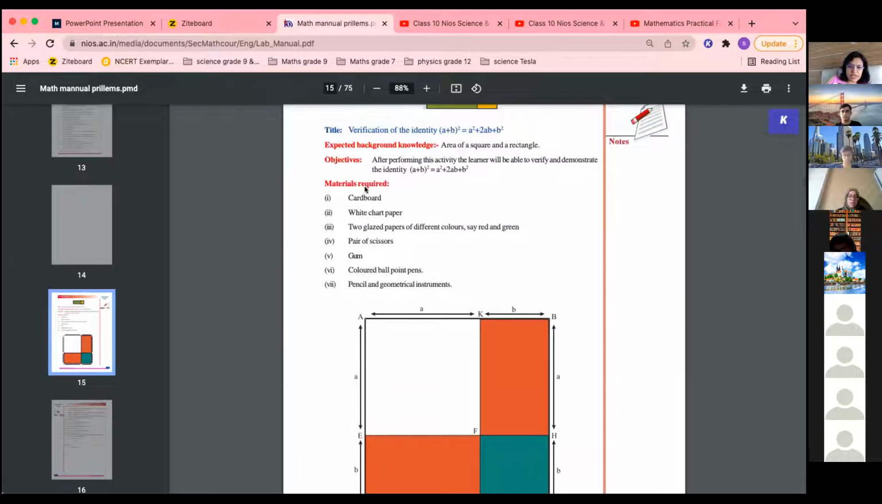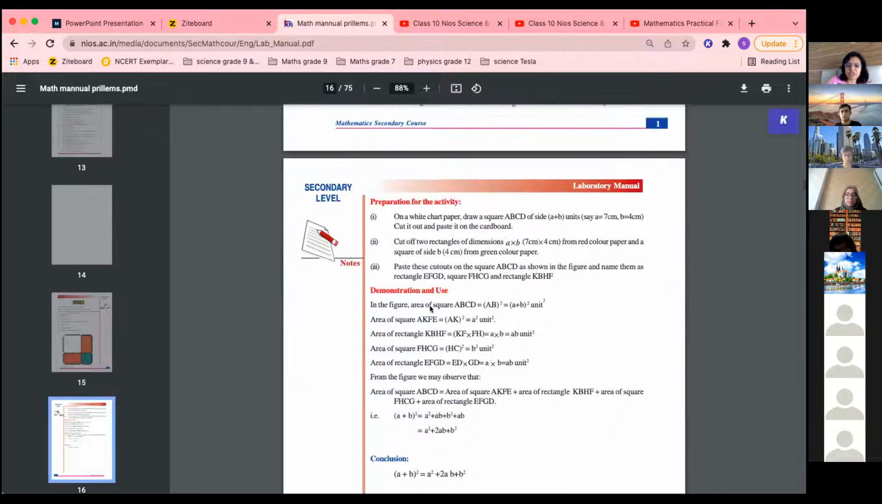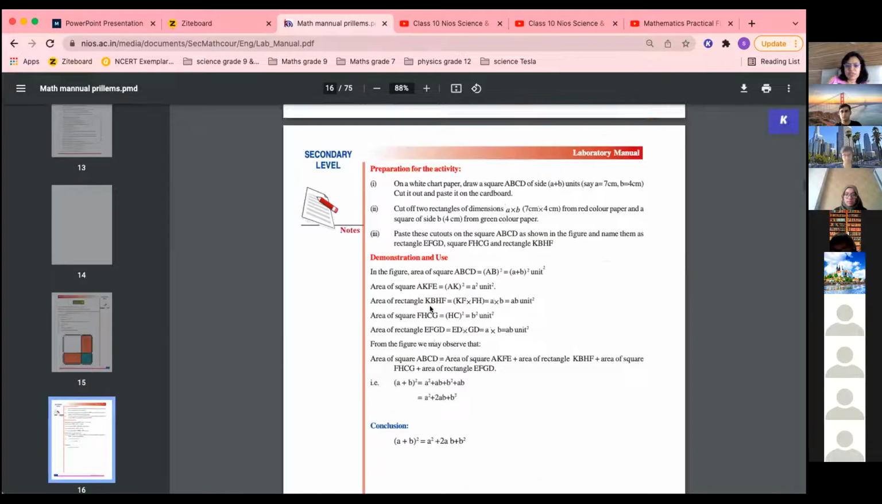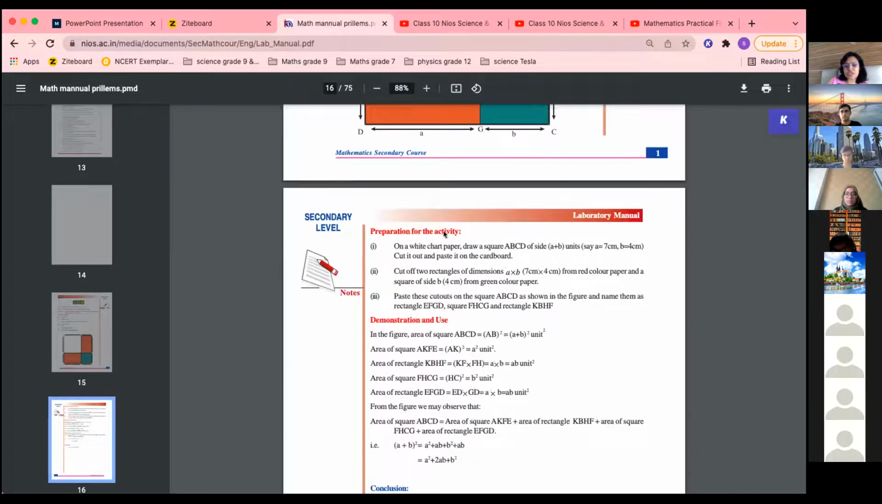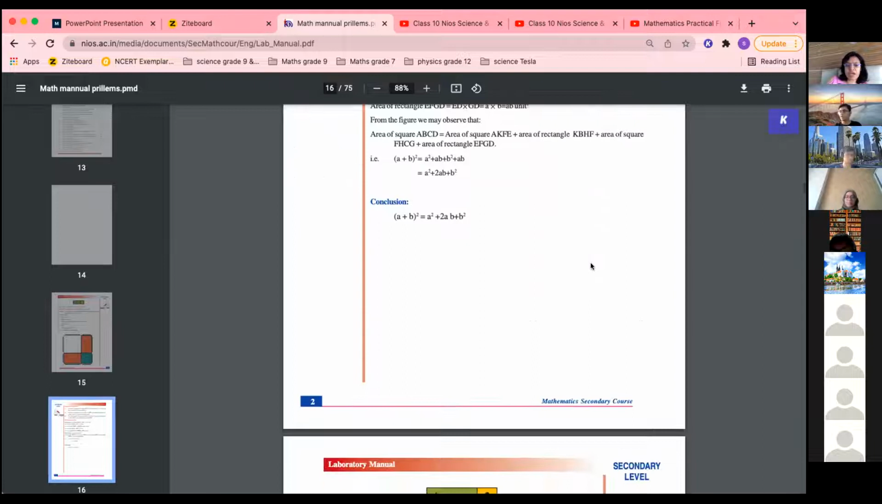These are required. These are aim. See, everything is required. Expected background knowledge, don't write. Okay, don't write this. Objectives, title, materials required, and this is done on the white left hand side of your paper. And the preparation for the activity. Preparation of activity, actually we usually write it, so you should write it. Preparation for the activity, steps, what you have done, demonstration and conclusion.